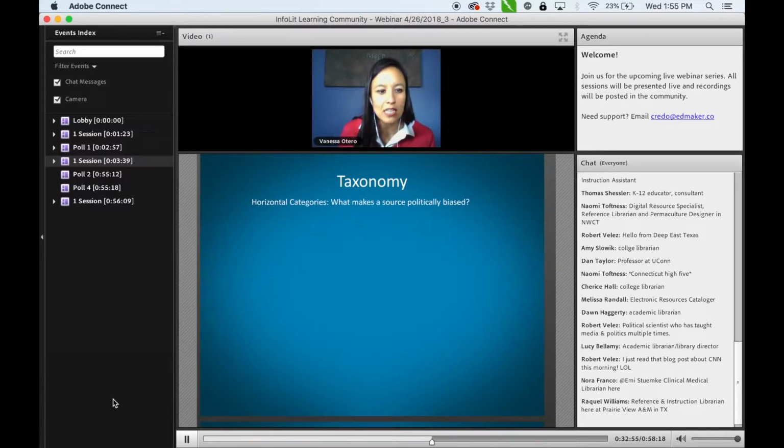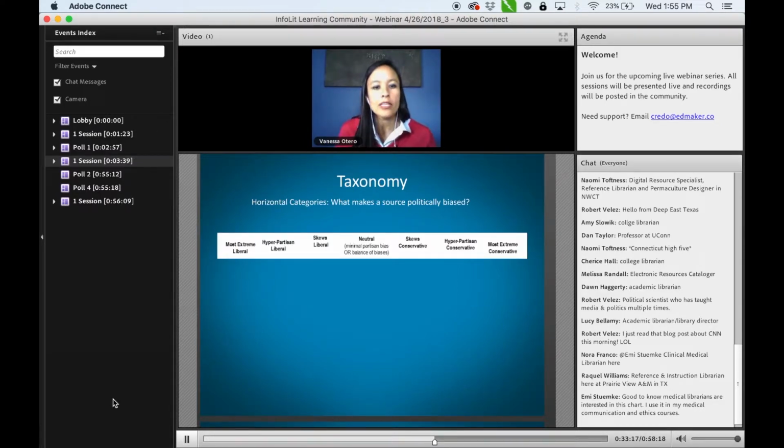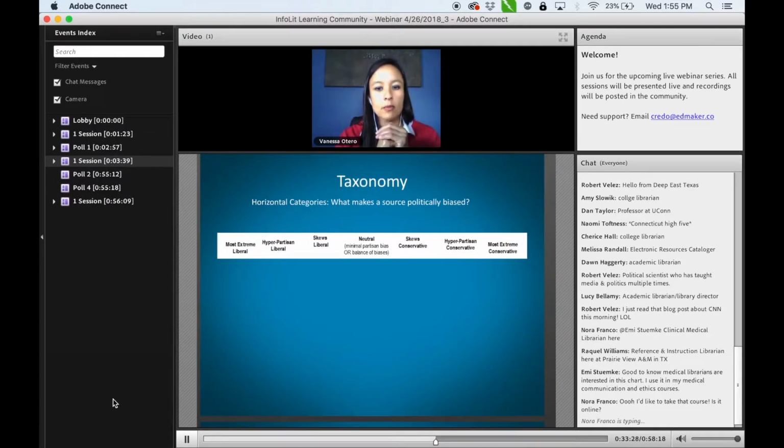All right, so taxonomy for the horizontal categories. This is something that draws out more passion in people. People get very heated discussions about political positions, but we have to define some boundaries and some reasons for what makes a source politically biased. So the horizontal categories go from most extreme liberal and conservative on the outer portions to hyper-partisan, just a little bit in, and then skews liberal and skews conservative, and then neutral in the middle.